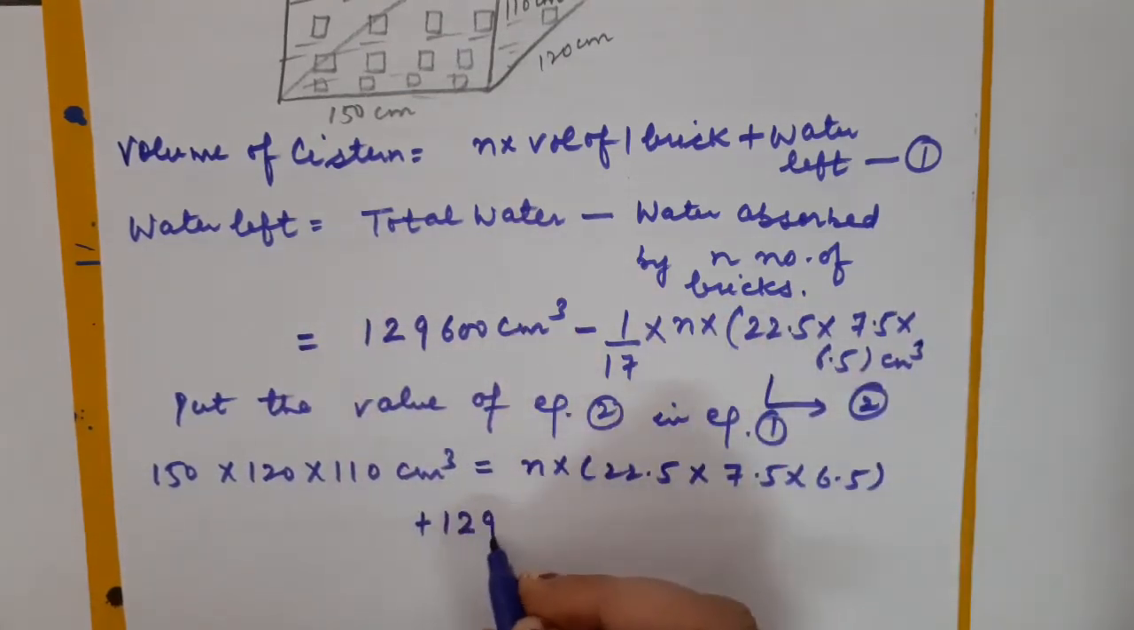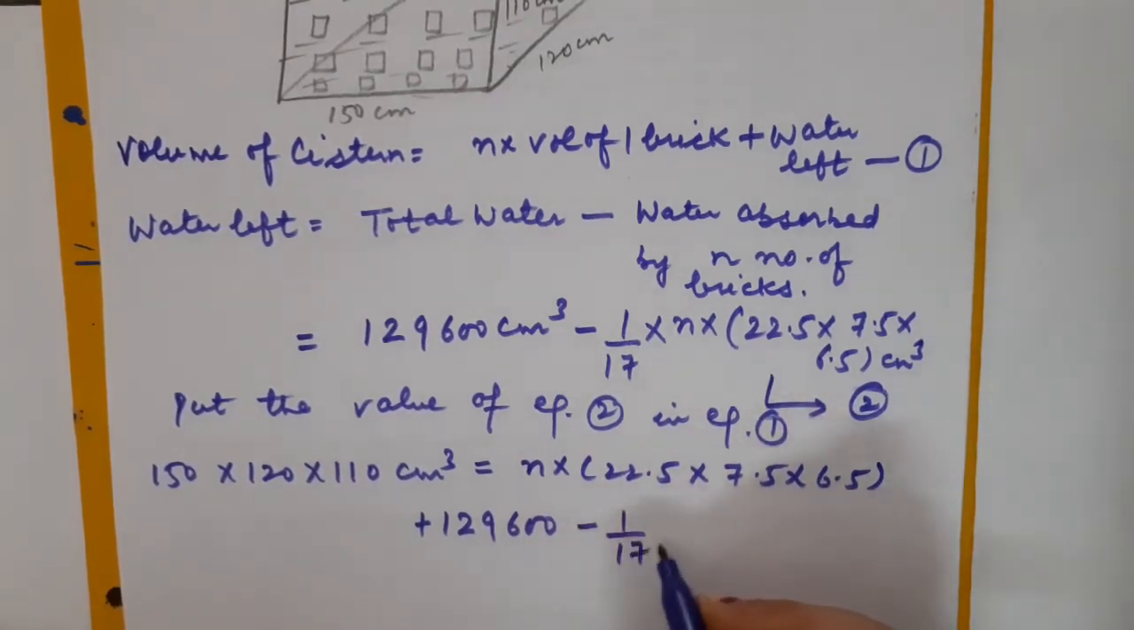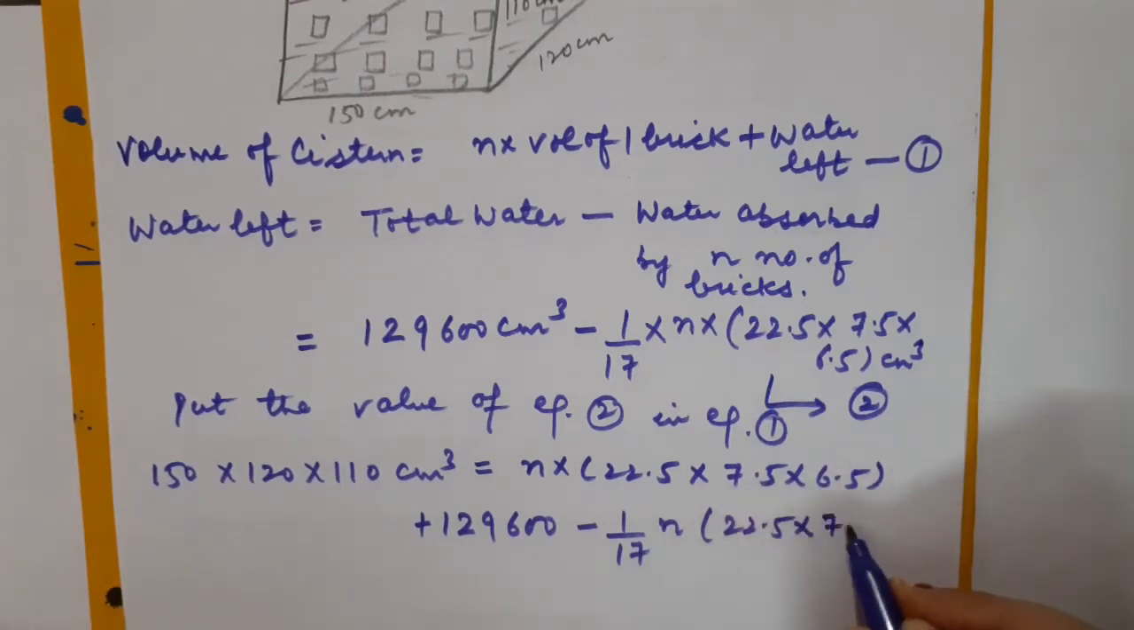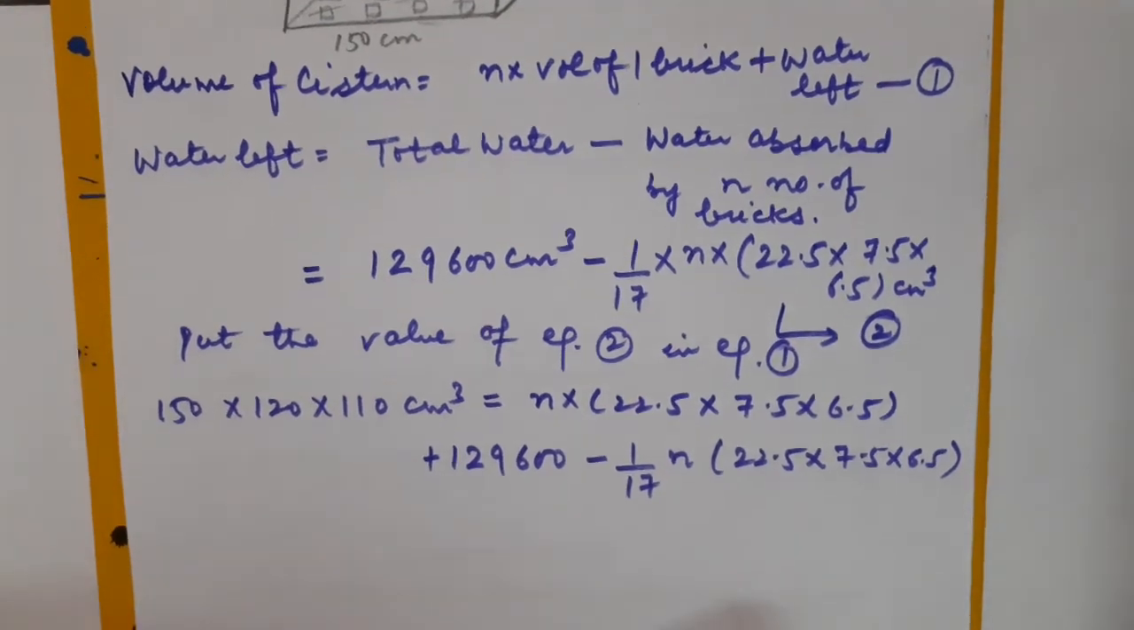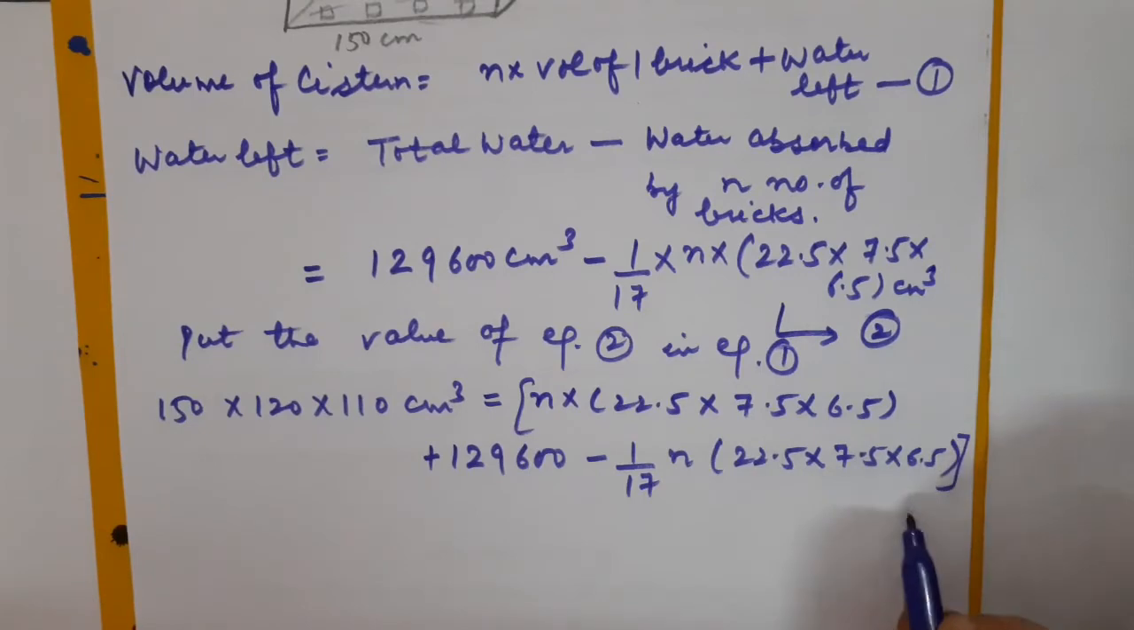Plus, in water left I am going to write this complete expression, that is 1,29,600 cubic centimeters minus 1/17 of n into 22.5 into 7.5 into 6.5 cubic centimeters. Correct? This whole is in cubic centimeters.